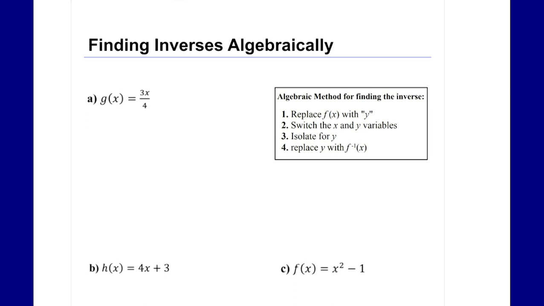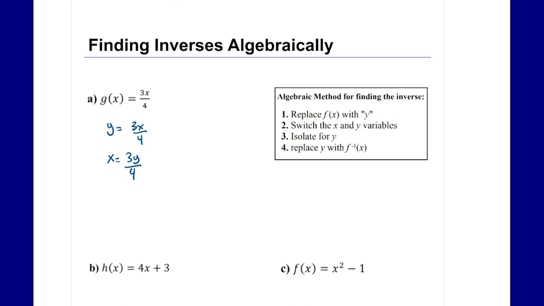So steps may not make sense right now. Let's go through and look at an example. So I'm going to replace this with y. So y equals 3x over 4. We've mentioned g at x, just function notation, basically the same thing as y. Let's rewrite this now. Let's switch the x and the y variables. So x equals 3y divided by 4. Now I'm going to isolate for y.